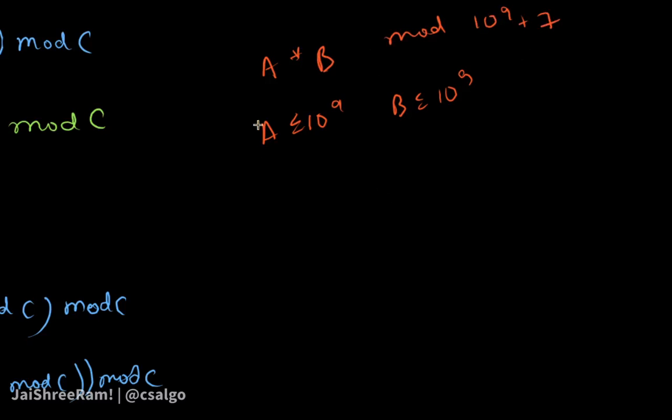Okay, so these are the usual C values that are used in problems. So this is actually a prime number. 10 to the power 9 plus 7 is a prime number. So that's why these are sometimes preferred in problems.